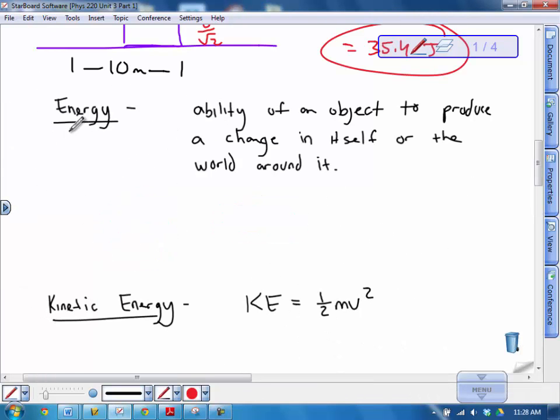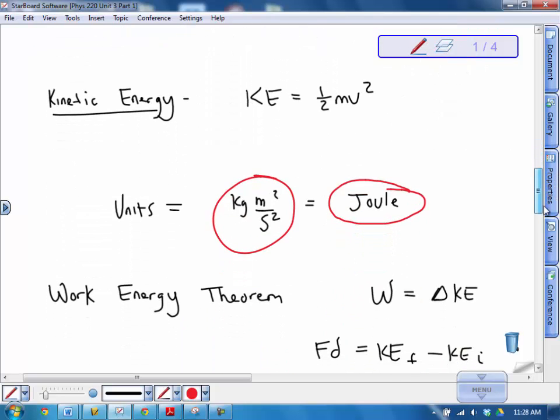Okay, we've talked about energy already. I've shown you that SciShow video, but the definition is the ability of an object to produce a change in itself or the world around it. We're going to have several different types of energy. Let's start off with kinetic energy, which is the most basic kind that you're familiar with. If an object's moving and it has some mass, then when it hits something, you see it produce a change in something else, right? And so it definitely has energy.